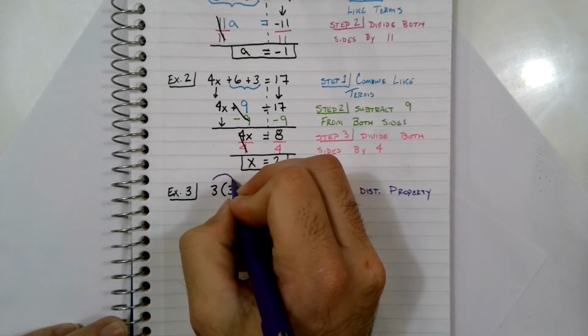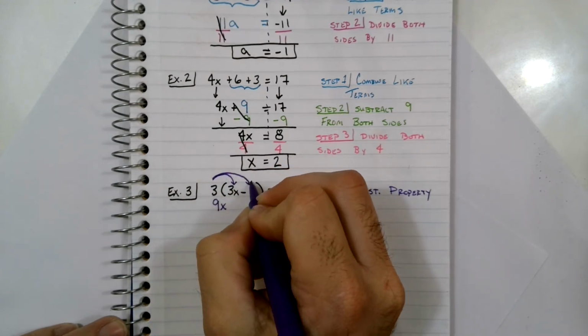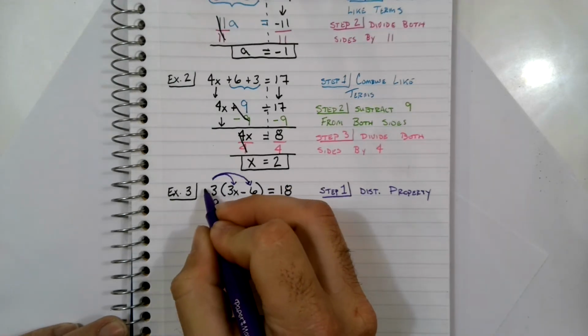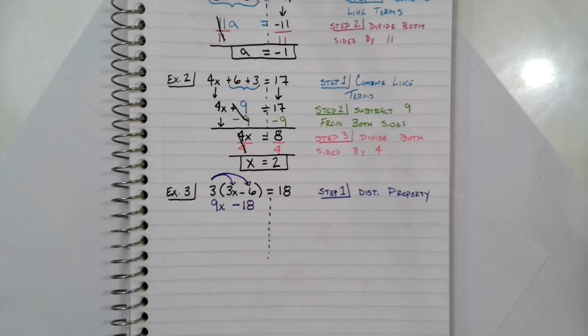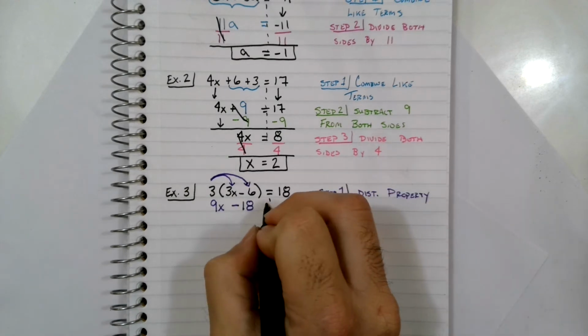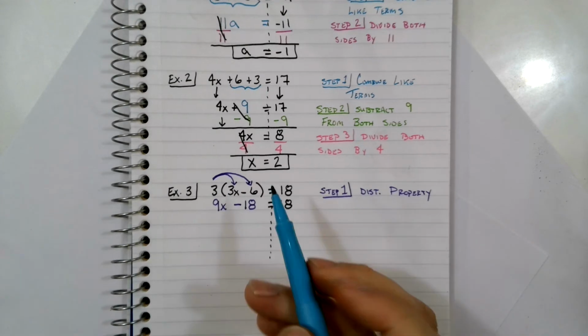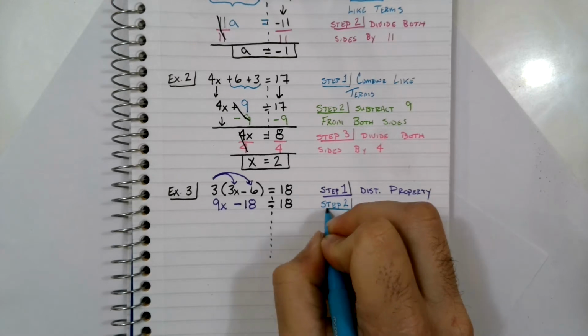All right, 3 times 3x is going to give me 9x. And 3 times negative 6, again, focus on your multiplication. Positive 3 times negative 6 is negative 18. And then we just bring down what's left. Equals 18. Hopefully, you guys are looking at this equation right here, and what you're noticing is this is a 2-step equation. So step 2, we're going to start working from our 2-step rules.